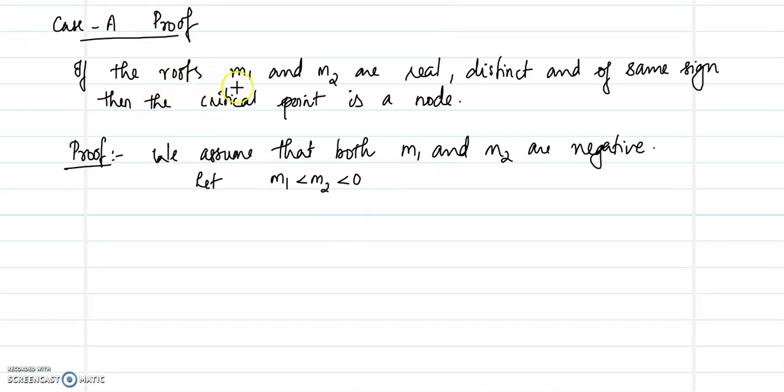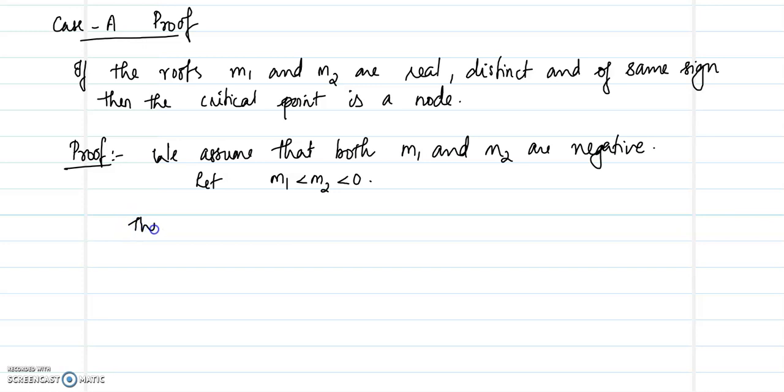Case A is: if the roots m1 and m2 are real, distinct and of the same sign, then the critical point is a node. So we'll show that if the roots are real, distinct and of the same sign, it will be a node. First we'll assume the case where both m1 and m2 are negative. Since they are distinct, one will be less than the other. So let me take m1 less than m2 less than 0.